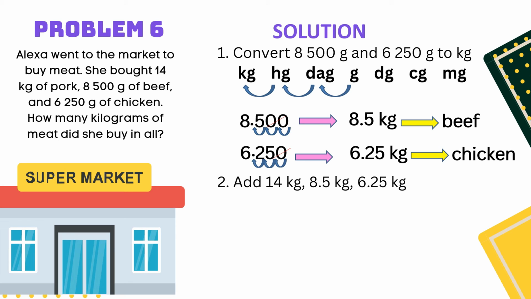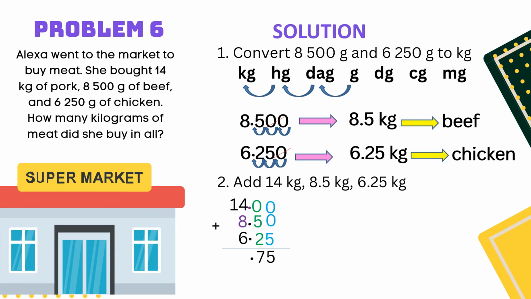So this is adding decimal numbers. So 14 plus 8.5 plus 6 and 25 hundredths. We're going to align the decimal point. To have an equal length, we're going to put a decimal point to our whole number 14, then put 2 zeros. 8.5, we're going to put 1 zero to have an equal length. Then let's add 0 plus 0 plus 5 is equal to 5. 0 plus 5 plus 2 is equal to 7. Then copy the decimal point.